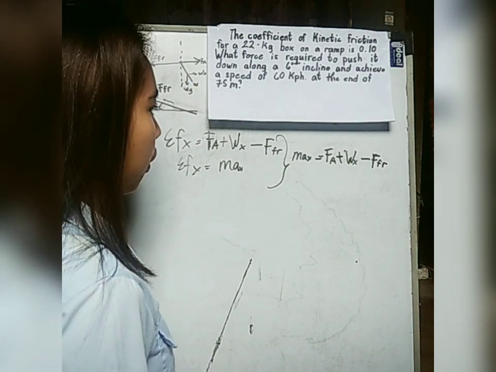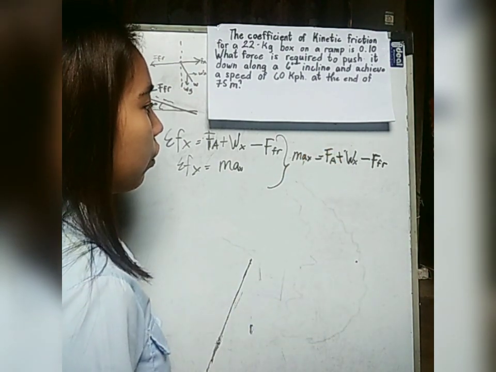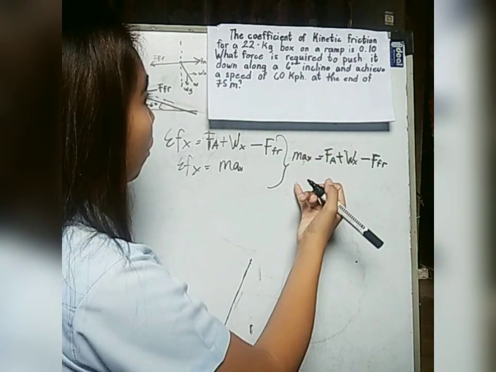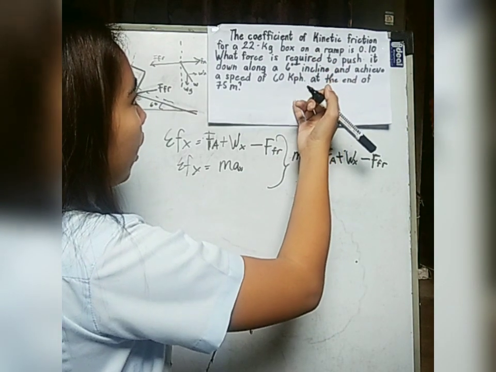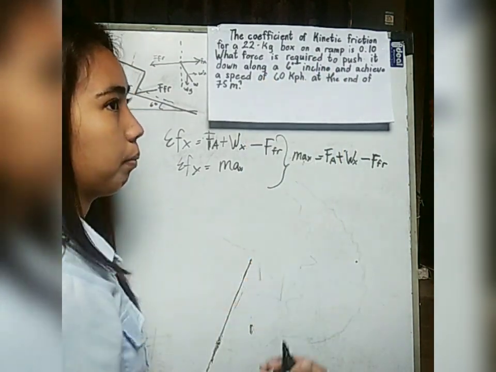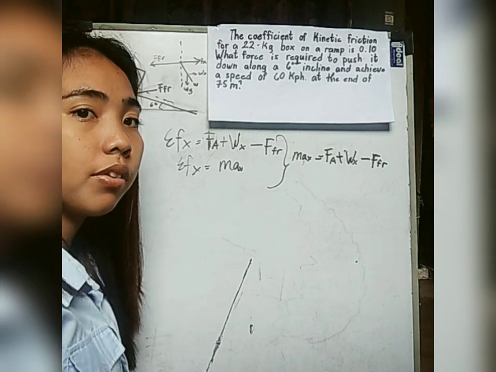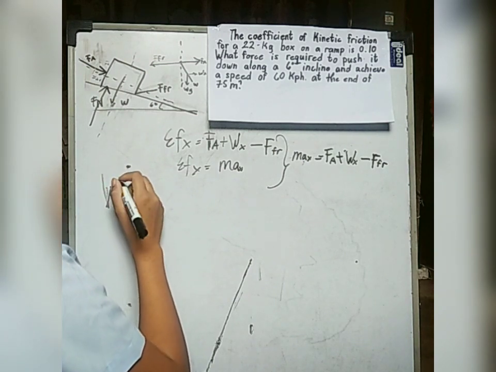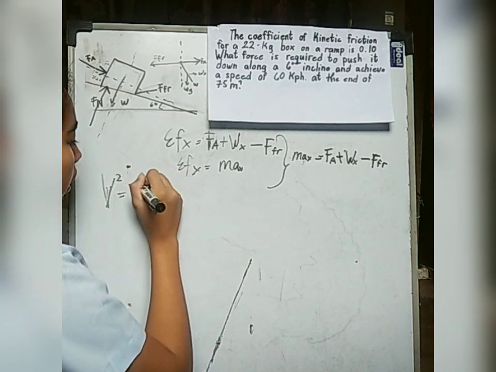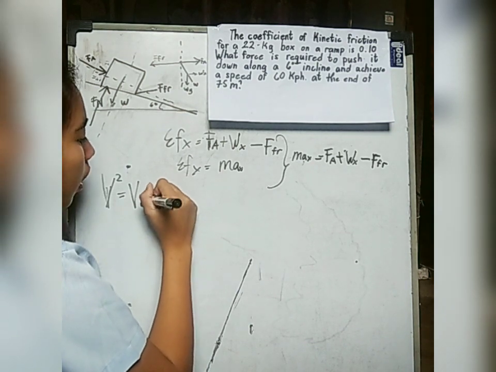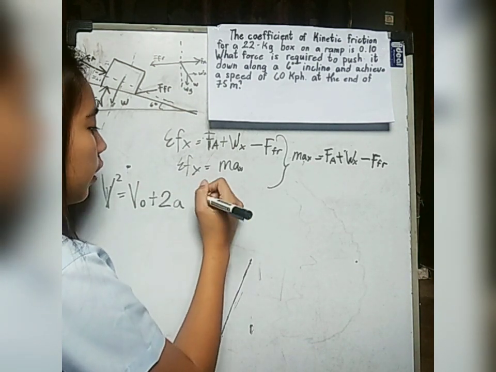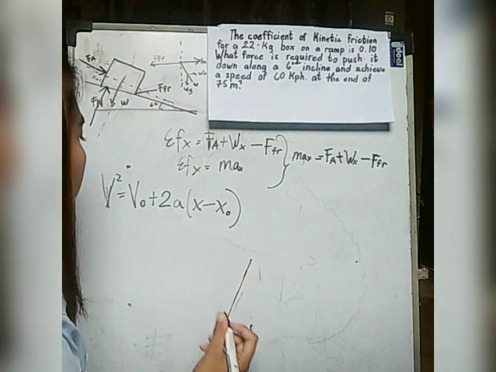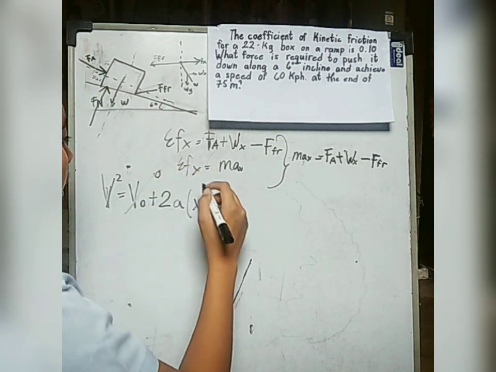So, ngayon, hindi natin alam yung acceleration. So, hindi natin sila ma-solve. Kasi nga, wala tayong acceleration. Pero meron namang given na speed, velocity, and position. So, pwede natin siyang makuha by the formula from kinematics, which is V squared is equals to V initial squared plus 2 acceleration multiplied by position minus initial position.